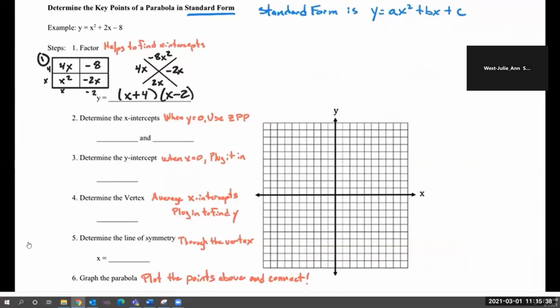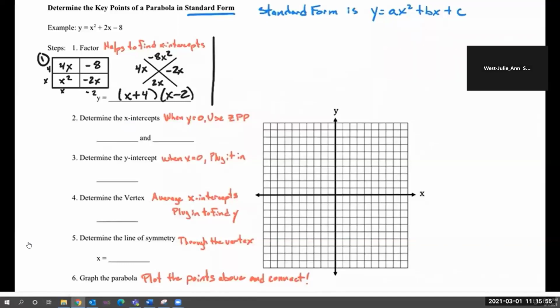So what we have done is we have turned our problem in standard form into factored form. That's one small step, and from standard form or factored form, you should be able to do all the rest of these. Having factored form is really helpful because that helps us find our x-intercepts.